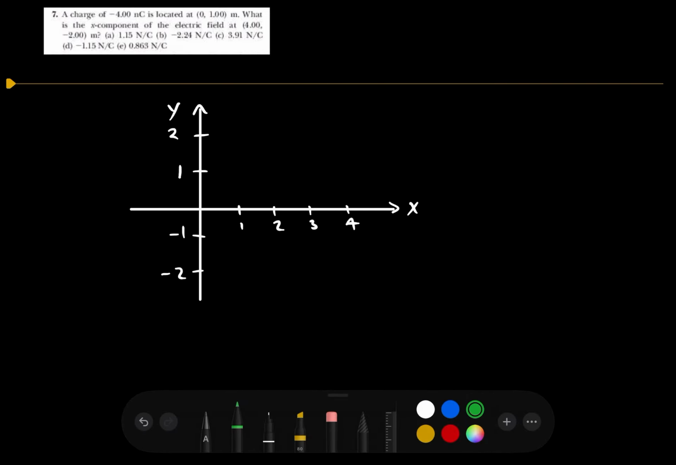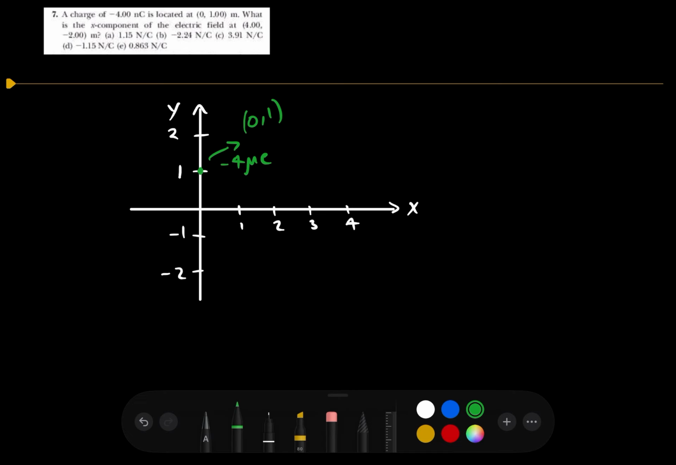Okay, so the way you do this question is first I would like to put up a coordinate system for us. So this is the y-axis, and this would be the x-axis. The -4 nanocoulomb charge is located at 1 meter. So let's say this is 1 on the y-axis, and this is 2, and then this is -1, and this is -2, and here we have 1, 2, 3, and 4 on the x-axis. So the -4 nanocoulomb charge is located right here at the (0, 1) mark, because that's the position given to us.